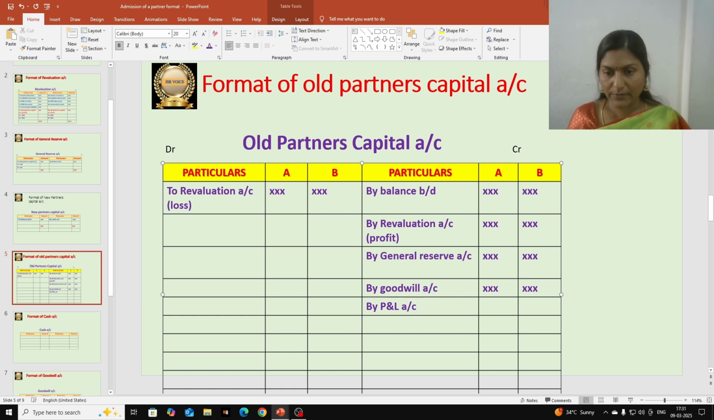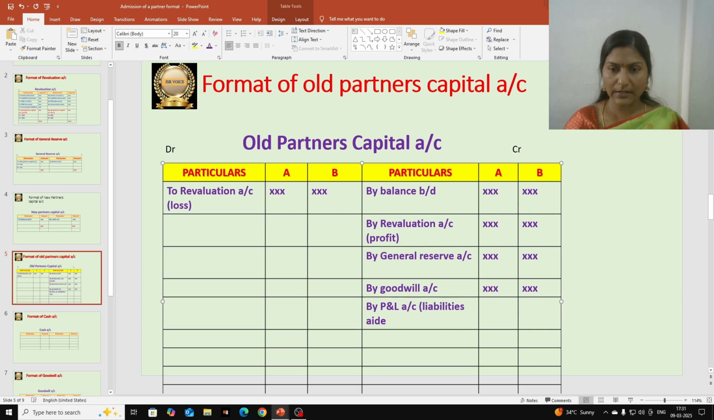Okay, so when we will write if it is appearing on liabilities side. So we should record here. If it is appearing on liability side we should record it here. And next, we should distribute to two partners. Whenever it appears on liability side, it is nothing but profit. Sometimes it appears on asset side also, P&L account.